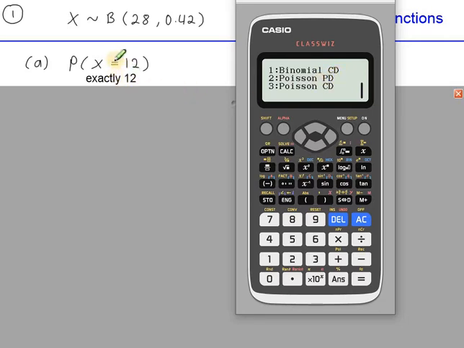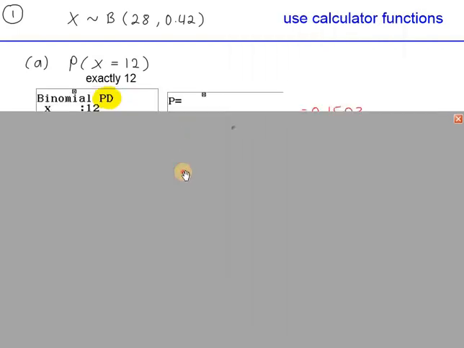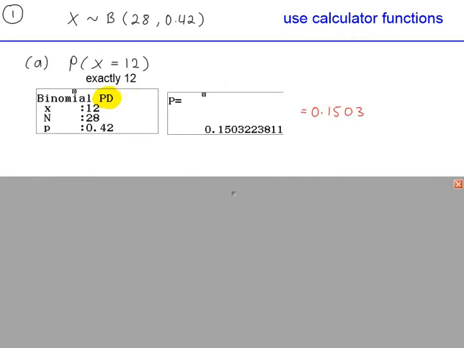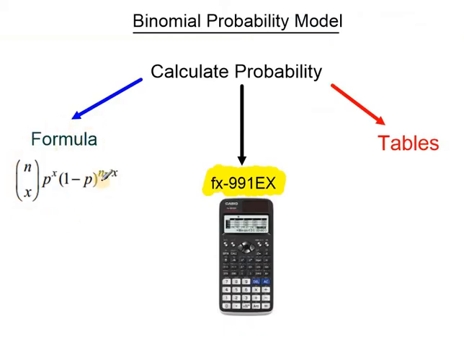So we've got equals to here, so we can use the binomial probability distribution function, option 4, option 2, and x is 12, this value, n, the number of trials, is 28, probability of success 0.42, so this is the answer. So the binomial PD is what the formula does, and the binomial CD, cumulative distribution function, is what the tables do.